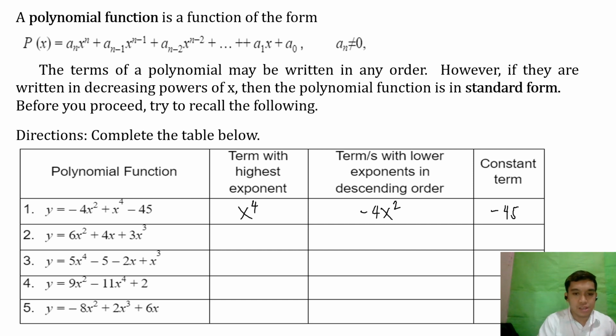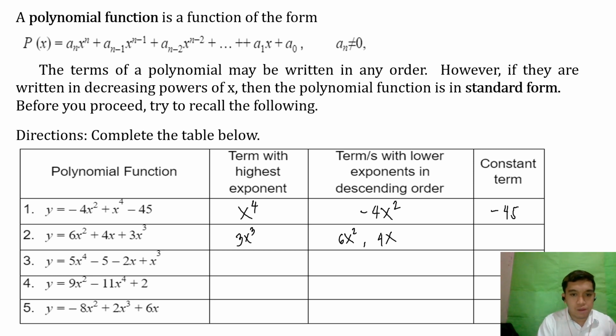Constant term yun. Okay, so sa number 2 naman, we have y equals 6x squared plus 4x plus 3x cubed. So what is the term with the highest exponent in number 2? That is 3x cubed. Kasi cube naman yung pinakamalaking exponent sa ating number 2 na polynomial function. At ang kanyang mga terms with lower exponent in descending order is 6x squared. Ito yung kasunod. Then, the last one is 4x. So, dito sa number 2, wala tayong constant term. So, no need to write constant term in number 2 kasi wala naman tayong constant term.